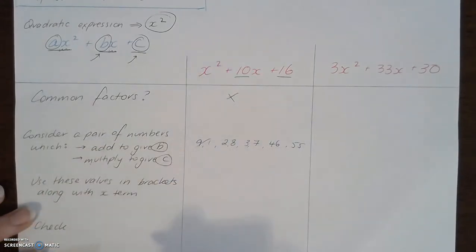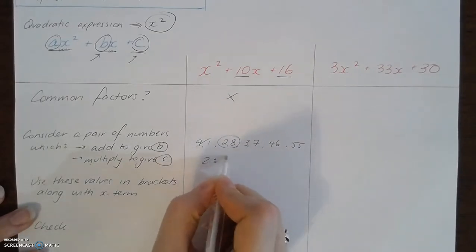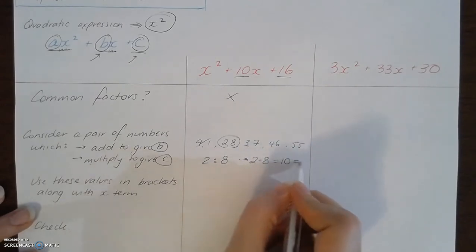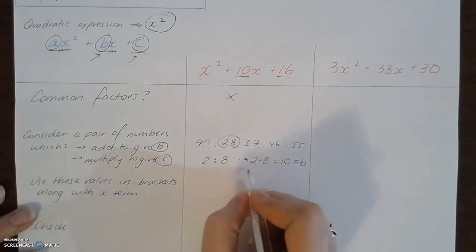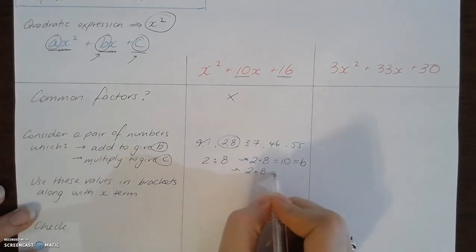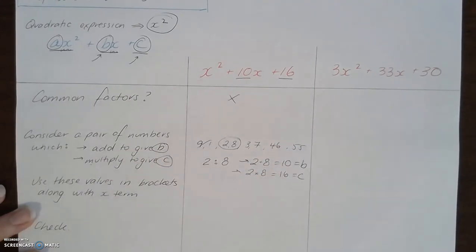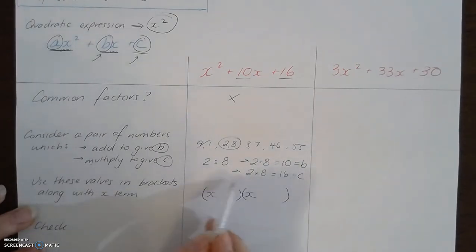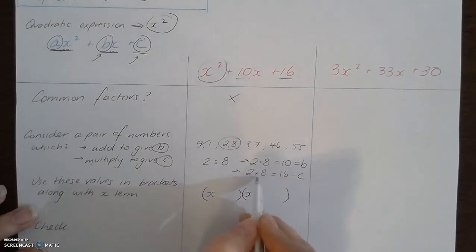So obviously these are out, but as soon as we get to here, 2 times 8 is 16. Therefore, we want to use the pair 2 and 8 because 2 plus 8 gives us 10, which is our b value, and we know that 2 times 8 gives us 16, which is our c value. Now, these are the values we use in our brackets with our x term. So when we are factorizing, our x goes here because we know the first thing we're going to do is multiply x by x to give our x squared term.